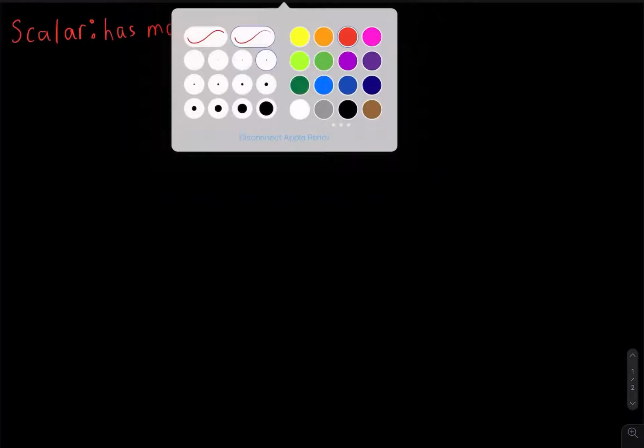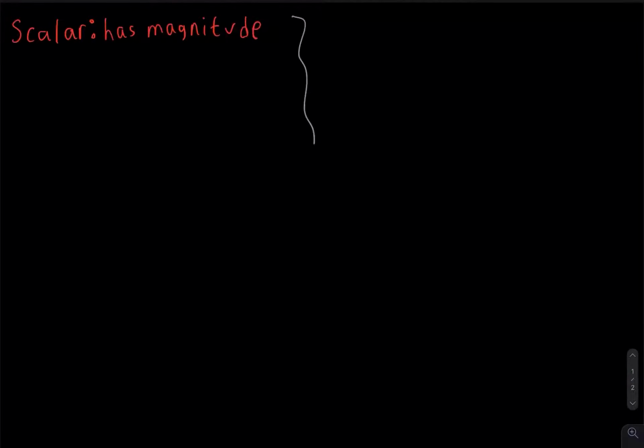So what is a scalar quantity? A scalar quantity just has a magnitude. And what we mean by that is it's just measuring the size of something. So maybe a scalar quantity would be how tall is some building or how fast were you running.